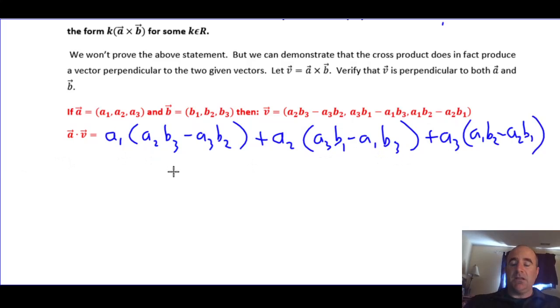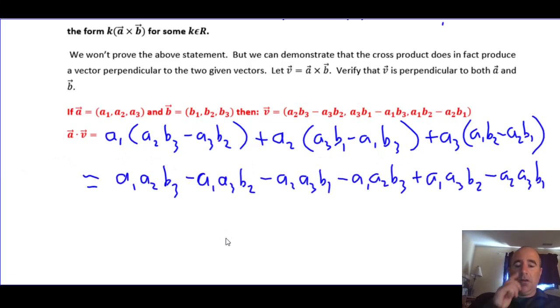There we go. Let's expand that and see what we get. There you have it. That's a little long, but this is really just the distributive property. Now, what happens after that? Well, notice that, to make it a little easier, I've written them all alphabetically.